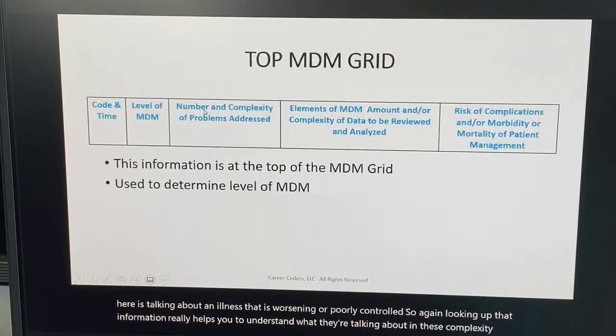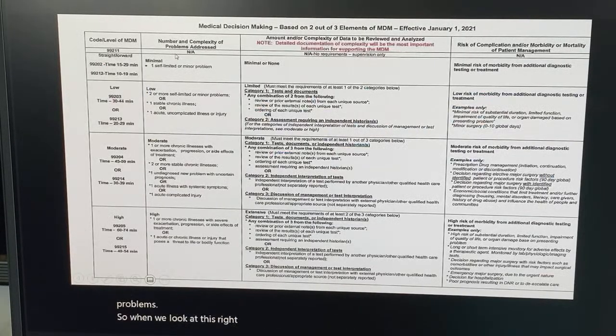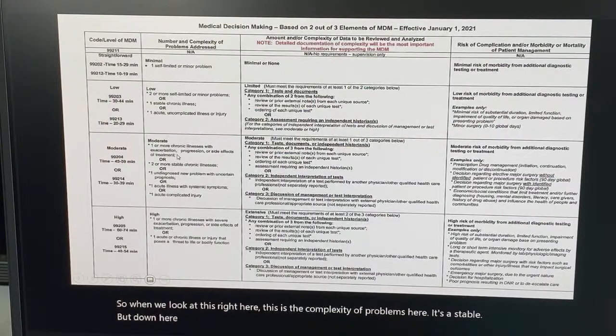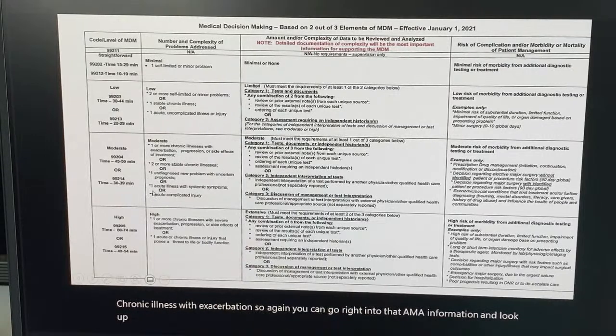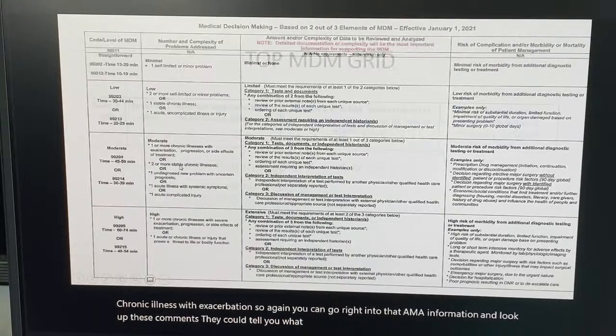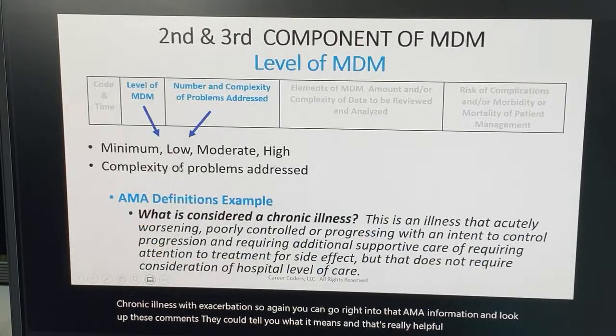So when we look at this right here, this is the complexity of problems. Here it says stable, but down here says chronic illness with exacerbation. So again, you can go right into that AMA information and look up these comments. They can tell you what it means. And that's really helpful. I still look at them.